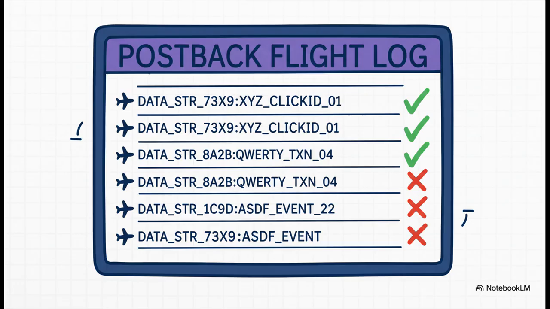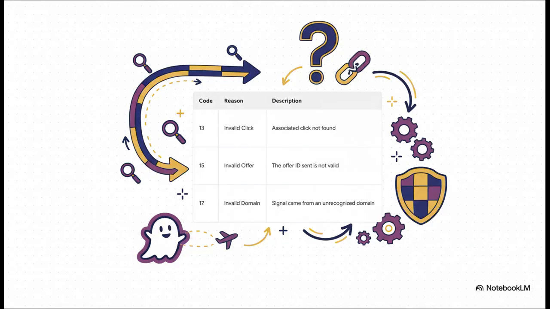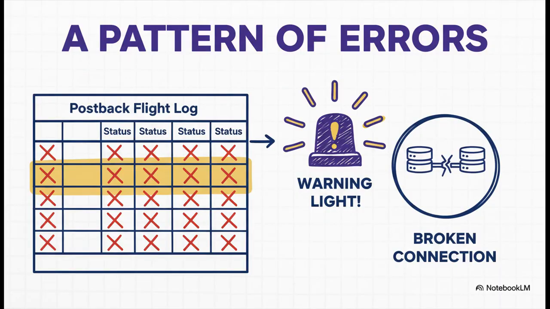Luckily, your platform has the perfect tool for this exact job. It's called the Advertiser Postback Report, and you can think of it as your official master flight log. It records every single postback that hits your server, good or bad. So when you're looking at this log, you're basically hunting for problems. This table shows a few common error codes you might see. For example, look at code 13, invalid click. That means a conversion was reported, but your system can't find the original click that it belongs to. That's a ghost flight, and you need to figure out why that's happening. At the end of the day, your goal is a clean log. Simple as that.